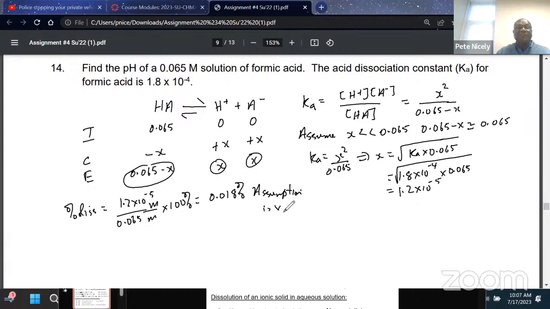So that means that the assumption is valid. So all I have to do now is to find the pH. Therefore, the concentration of H plus would be equal to 1.2 times 10 to the minus 5 M, which means that the pH will be equal to minus log of 1.2 times 10 to the minus 5. And let's see what that gives. Find the minus log of that. According to my calculation, this works out to be equal to 4.92.